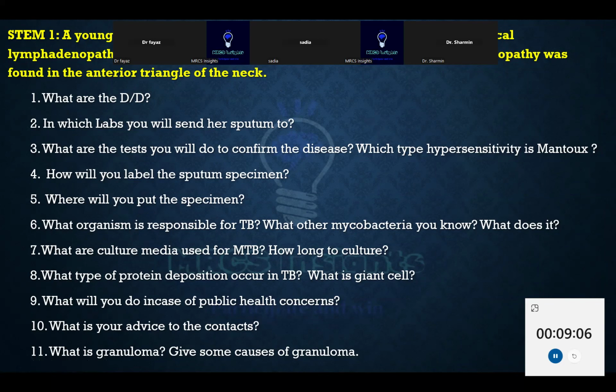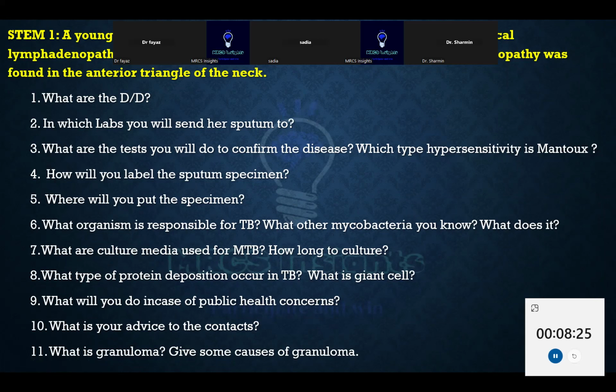Let's start. Can you say what are the differential diagnoses of this scenario? It could be Hodgkin's lymphoma because the patient has cervical lymphadenopathy, and it could be tuberculous lymphadenitis and infectious mononucleosis. Very good. In which labs will you send her sputum to? I would like to send it for microbiology, for culture and sensitivity test, and for cytology labs.